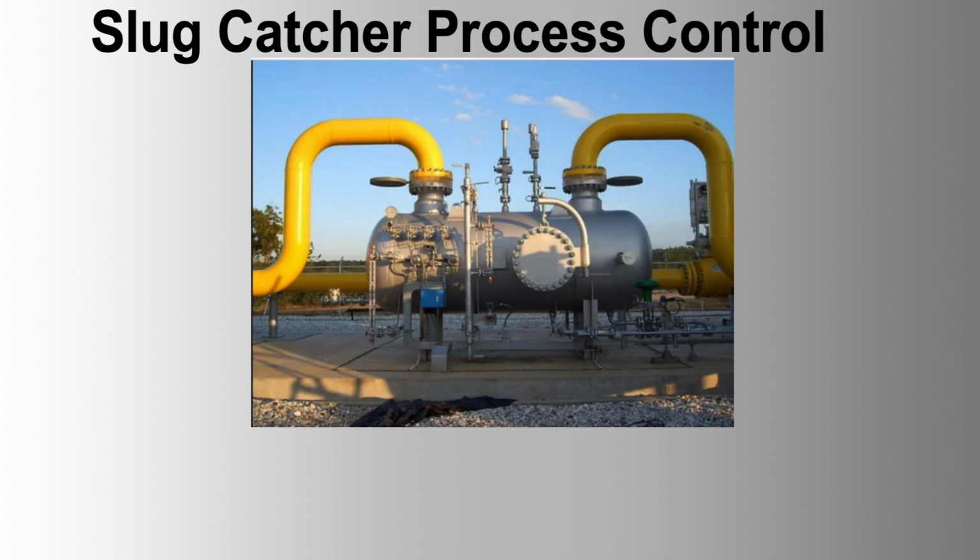Combined approach. Use feed-forward control to anticipate changes in liquid flow and adjust outlet valves preemptively, while feedback control continuously monitors and maintains liquid levels within the designated range. Implementation. Install flow meters at the inlet and level transmitters within the slug catcher.